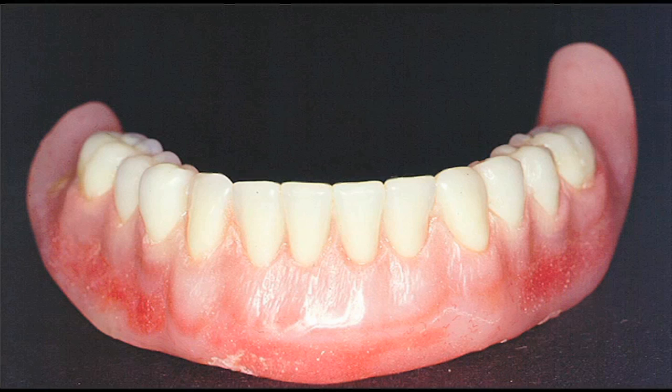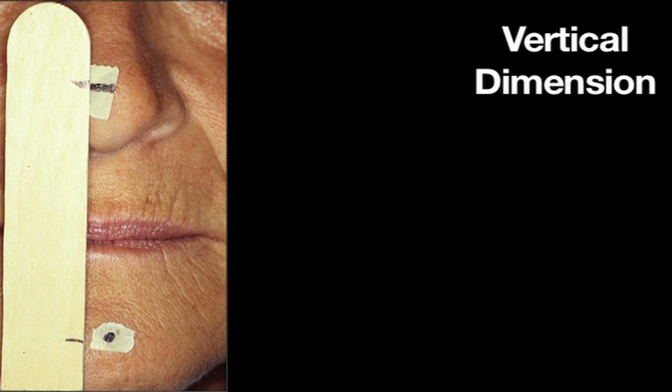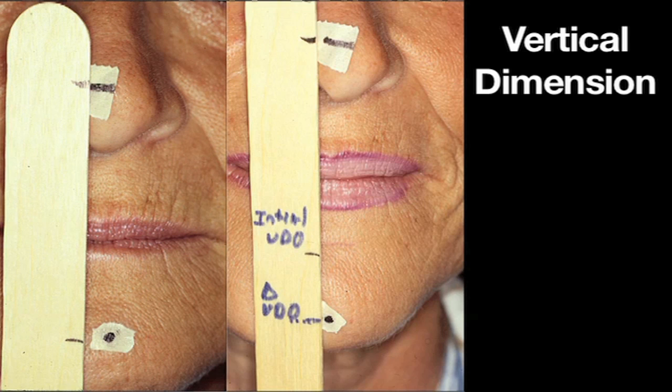But how do you know where it is? Let's take a look at where our starting point is. I measured her vertical dimension with her existing dentures in place, using a tongue depressor, making 2 marks on it with the patient with some marks on her face. And then you're going to look at me and say, wow, I can't believe you opened the vertical dimension that much. I measured it with the marking stick with the new denture in place, and you can see I've actually opened the vertical dimension a full centimeter.